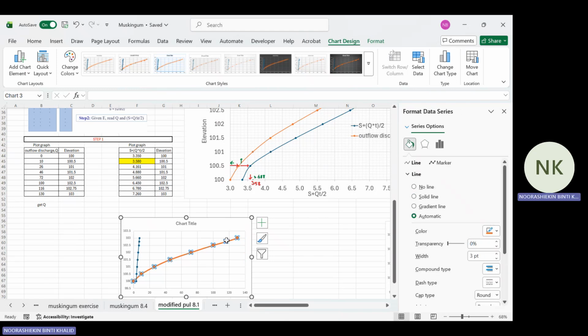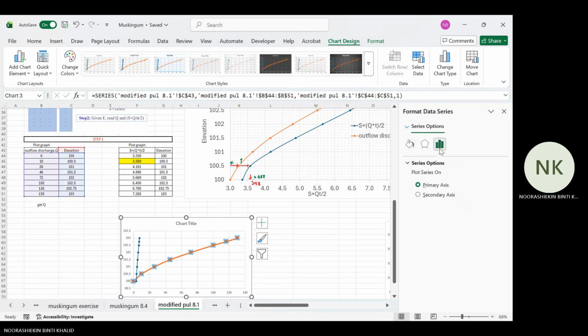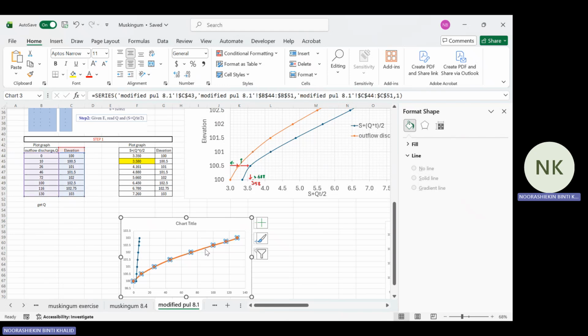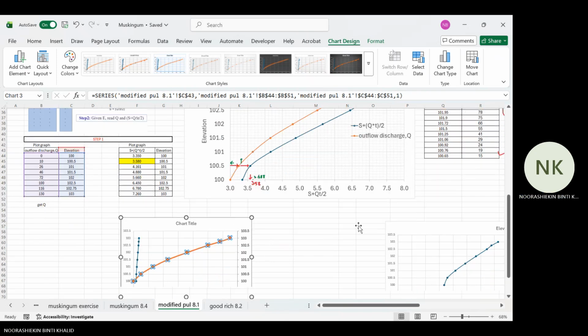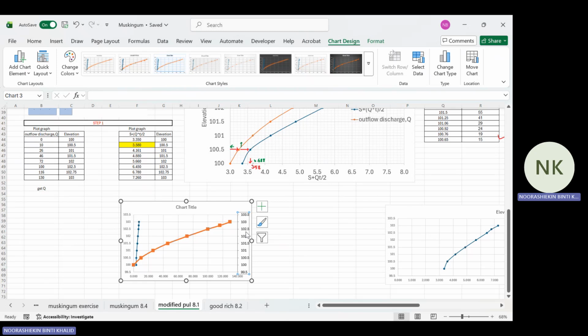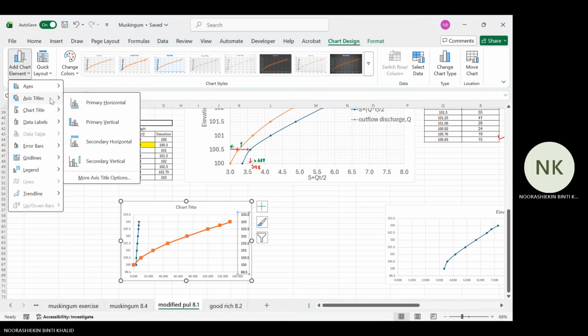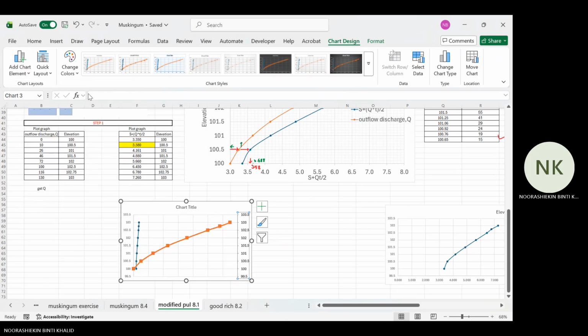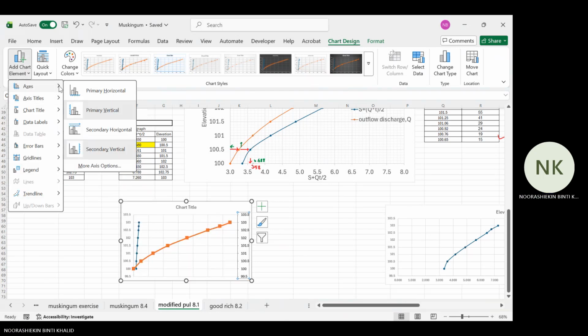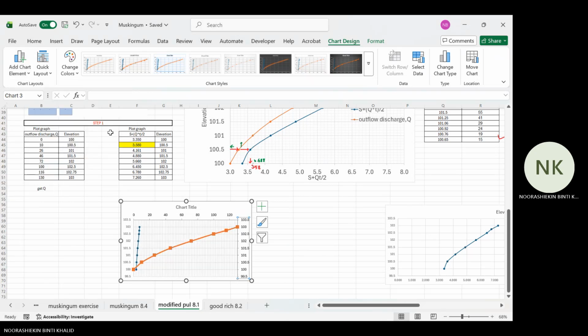Okay, click this one. You have to click the number and then click secondary axis. You put secondary first. And then you change the secondary axis here. Okay, you put secondary horizontal.